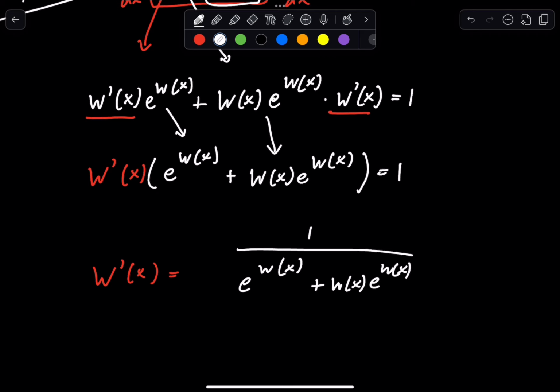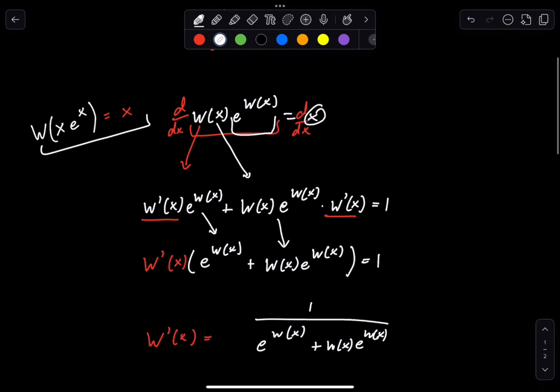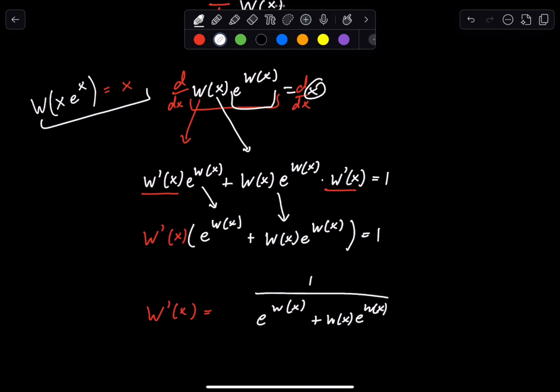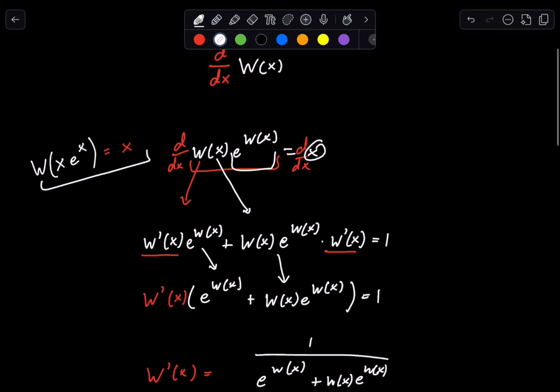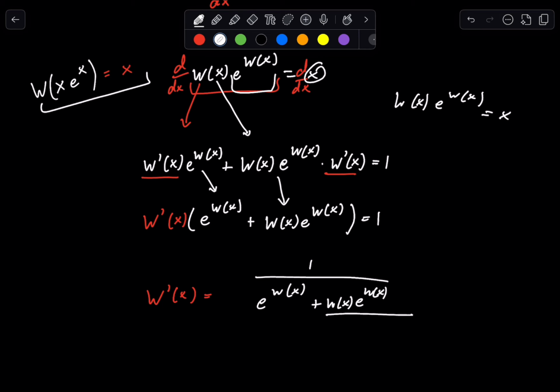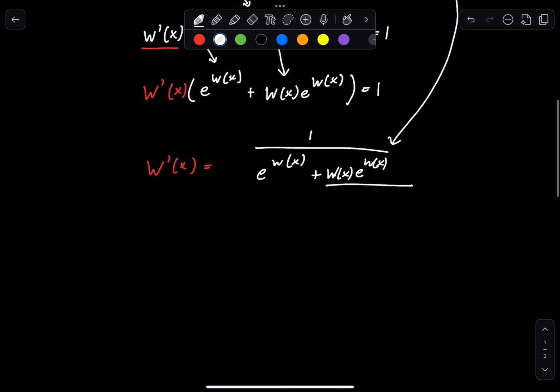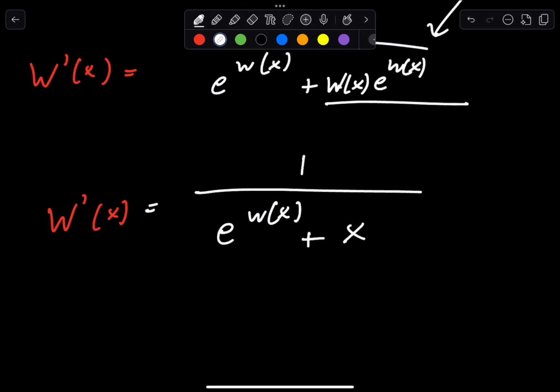Are we done? No. If you look, we defined how W of x works via the equation that we started with: W of x times e to the W of x is equal to x. And what do we have here in the denominator? We have W of x times e to the W of x, so we can just plug in x for that. That means, ladies and gentlemen, W prime of x is equal to 1 over e to the W of x plus x. And you can keep going.